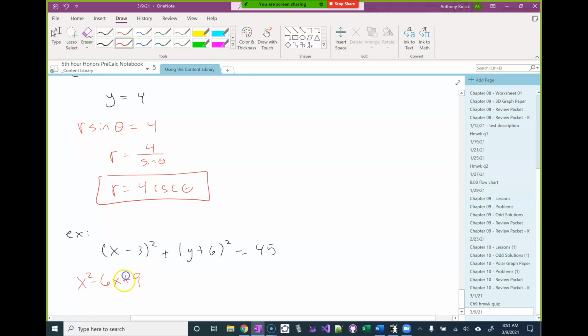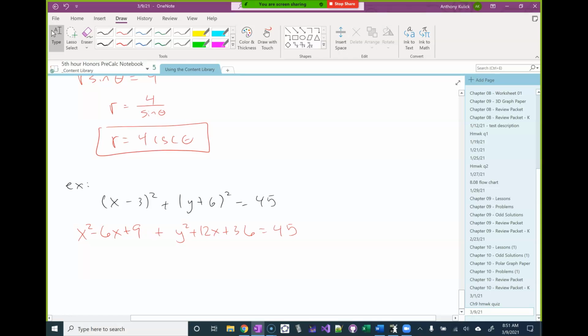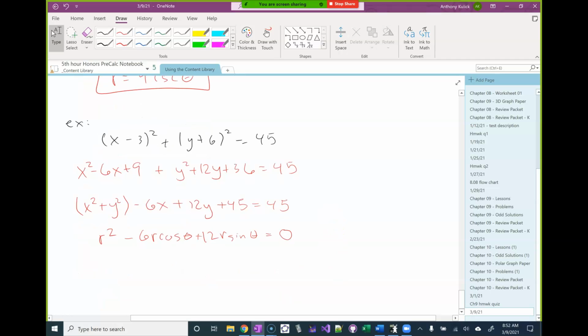Okay. I'm going to group together the x squared and the y squared, because those are just the same as r squared. X is the same thing as r cosine theta. Y is the same as r sine theta. And if I subtract 45 from both sides, I get zeros. They just cancel out, right? So I'm going to add the 6r cosine theta to both sides and subtract the 12r sine theta. And we're almost home, right?